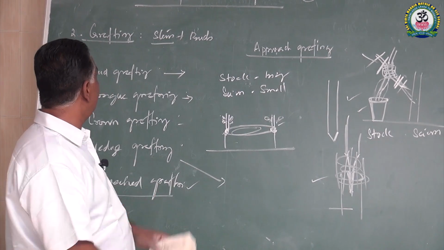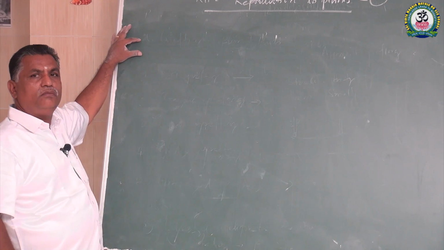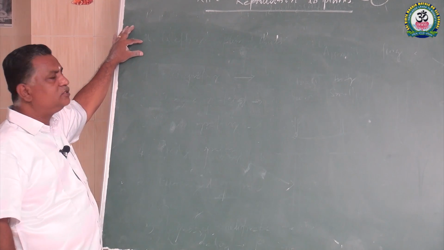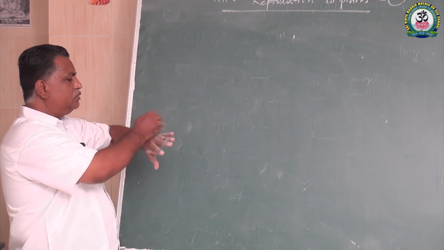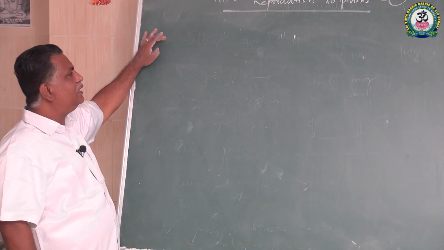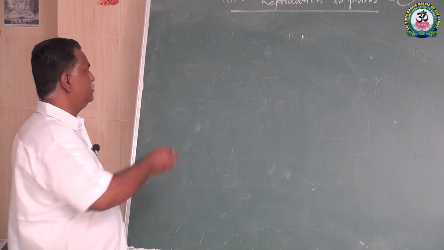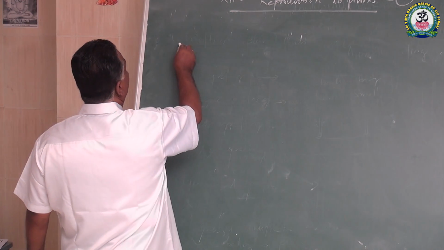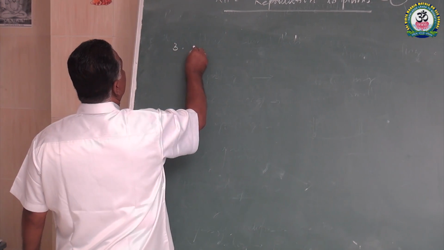So these are the types of grafting. In the conventional method of vegetative propagation, I was telling that there are 3 types. One is cutting, another one is grafting, third is layering. So we explained both, and now the third type is layering.